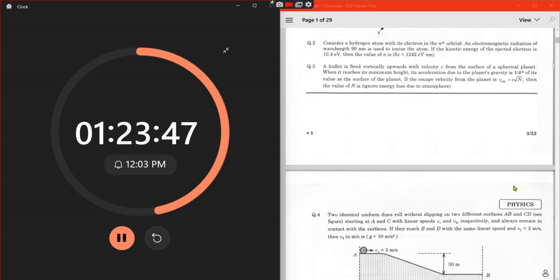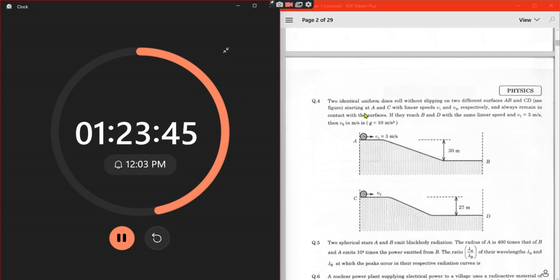Third answer 2. Fourth question: two identical uniform discs roll without slipping on two surfaces AB and CD, as in the figure, starting at A and C with linear speeds V1 and V2 respectively, and always remain in contact with the surfaces. If they reach B and D with the same linear speed and V1 is equal to 3 meters per second, then V2 in meters per second is.